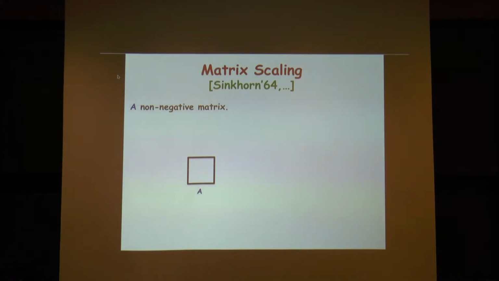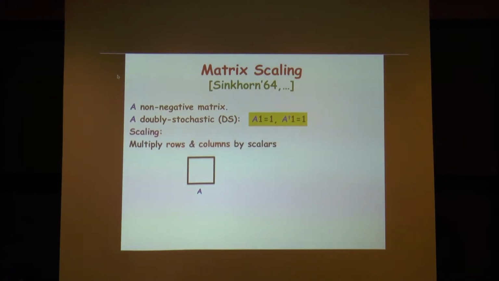The input is a single non-negative matrix. So let's say real matrix, like the adjacency matrix. And we want to scale it. So first, let me define a doubly stochastic matrix. A matrix is doubly stochastic if the sum of rows, sum of columns is 1, okay? We want to make a matrix doubly stochastic using scaling. So what are we allowed to do to make it? We are allowed to multiply rows by constants and multiply columns by constants. In other words, multiply from the left and from the right by diagonal matrices. So what you want to do is do this and make it doubly stochastic.